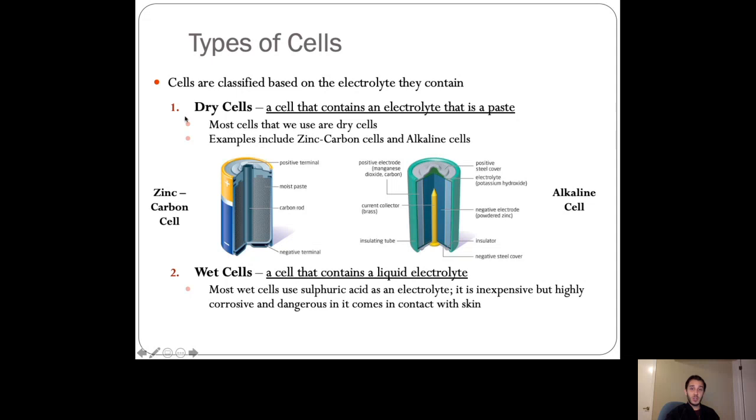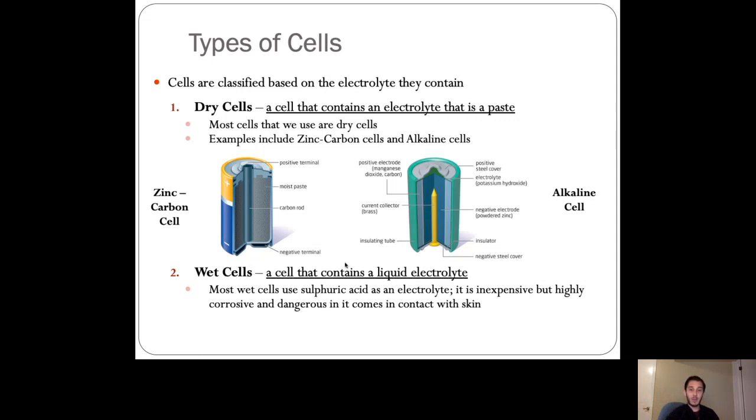So dry cells use an electrolyte that's paste. That's why we call them dry cells. These are both dry cells. And we like dry cells because if we damage them, we don't have a lot of leakage that happens. Wet cells contain some kind of liquid electrolyte. And a lot of the times that liquid is sulfuric acid, which of course is corrosive. It burns. It's very cheap to use, but it burns.